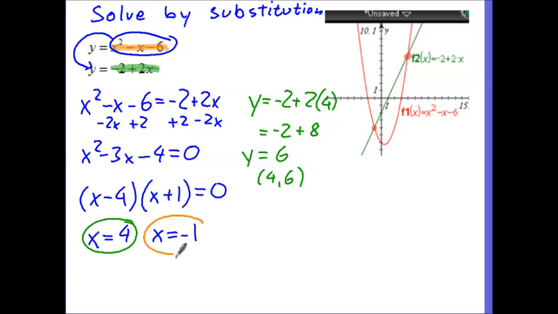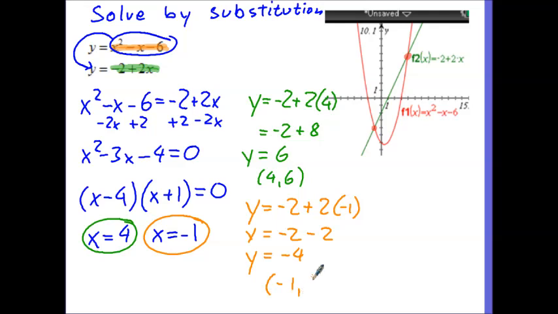Now let's find our second solution. And I'm going to plug x is equal to negative 1 into the same equation as before. So we get y is equal to negative 2 plus 2 times negative 1. Y is equal to negative 2 minus 2. That means y is equal to negative 4. And our solution is at the coordinates negative 1 and negative 4.